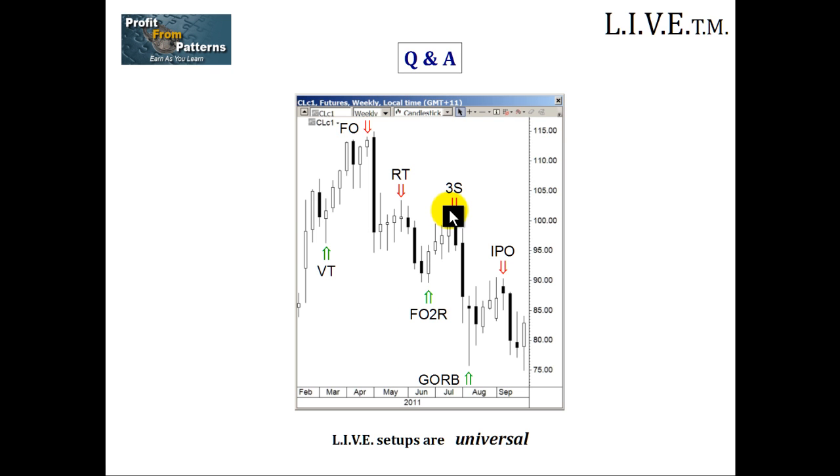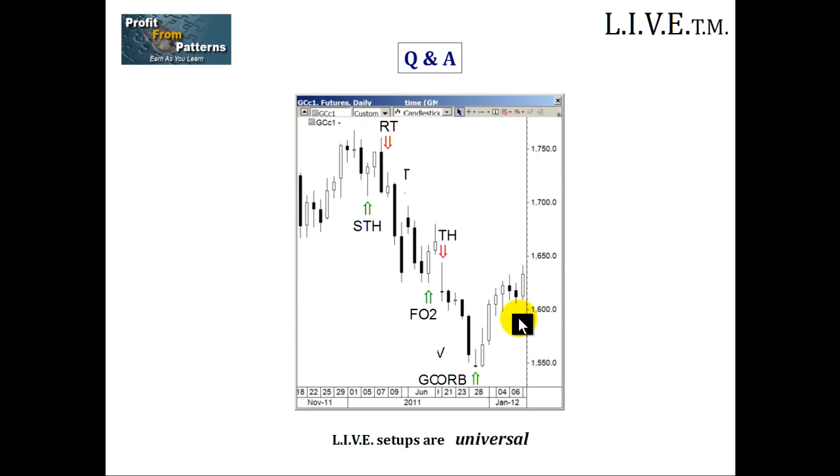It's a whole brand new language, isn't it? After the fall, the setup that catches the very low point, the low bar, weekly basis, is a gorb. Market then starts to stage a rally, and a IPO catches the next movement down. So there's an example on a weekly chart.